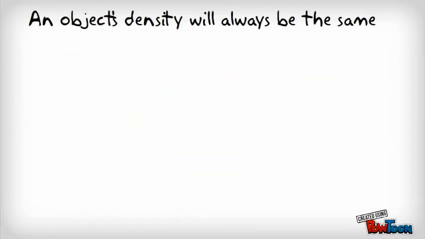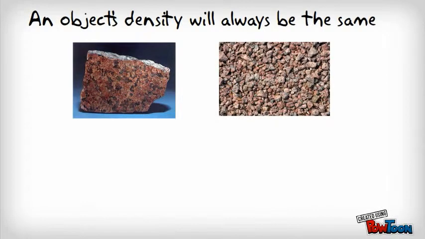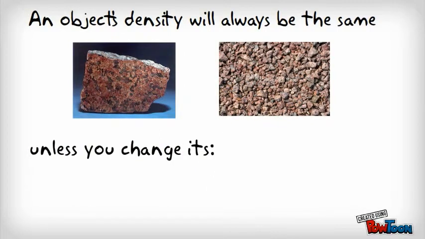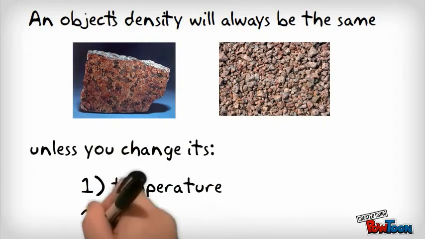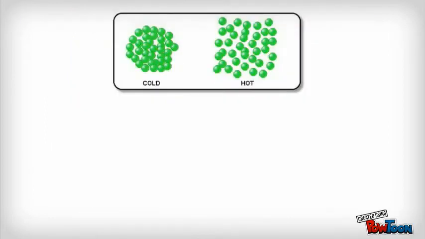You've already seen that an object's density stays the same, even if you cut the object in half or chop it up into a million small pieces. But there are two things that will cause an object's density to change: changing the temperature of the object or changing the amount of pressure acting on the object.